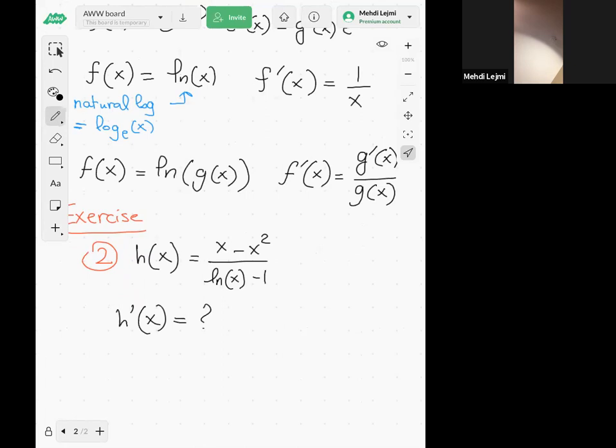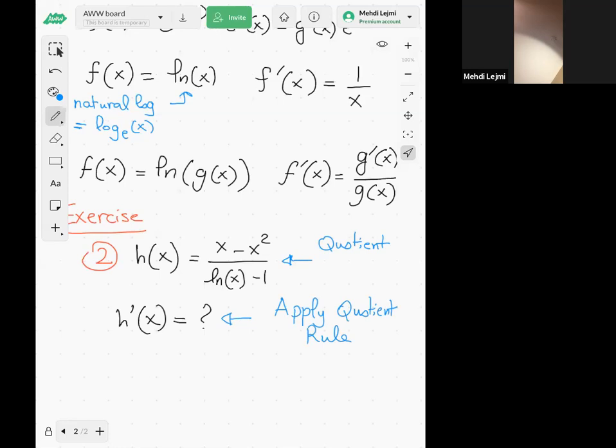Product rule, is it a product? Is h of x equal to a product of functions? Well, it's not really a product. It's not multiplication here. It's a quotient. Here we have a quotient, so we have to apply the quotient rule. Because it's a quotient, we have to apply the quotient rule.